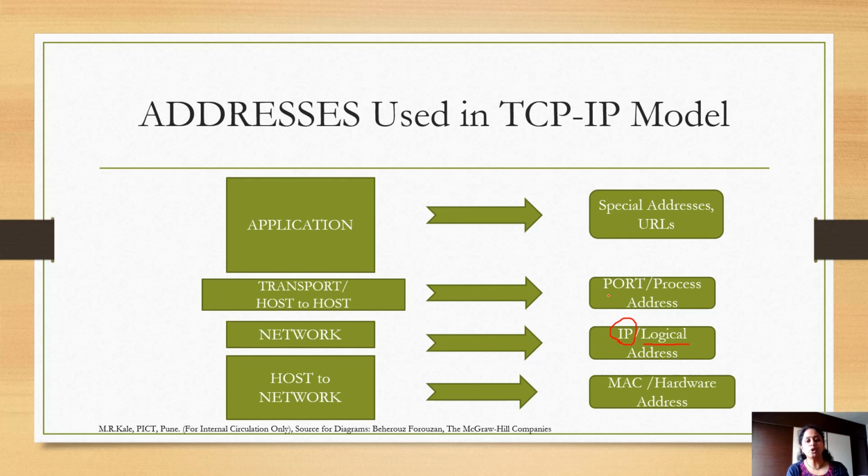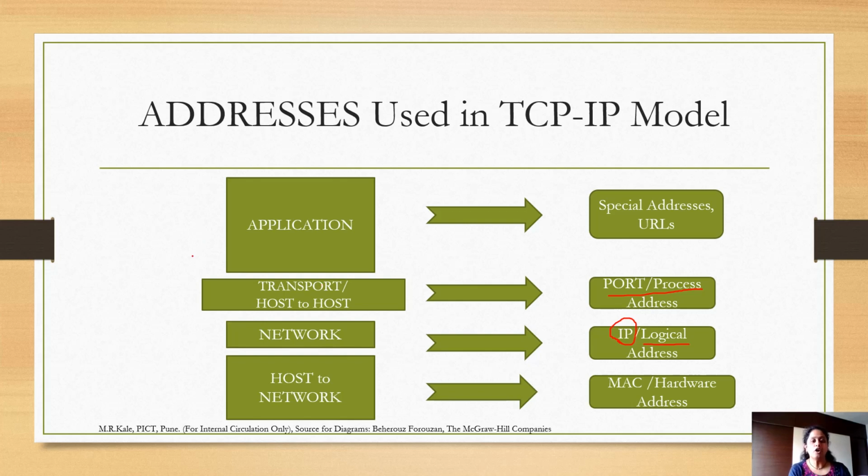Then comes the port or process address. Now what is a port or process address? Our systems are multitasking systems. So at a time on our machines, there are multiple processes running in the background. Depending on the process, the delivery of the data is to be made to that process by the lower layer.